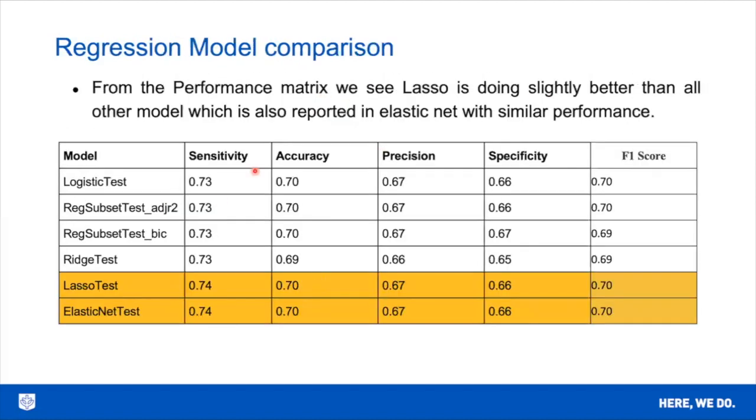So this is the final model comparison of everything, where we see slight differences between all the models. But since we want to capture more of the true positives, we are looking at every bit of the percentage. So looking at this, lasso and elastic net report the same F1 score of 70%. So we see that lasso test is our good model there.